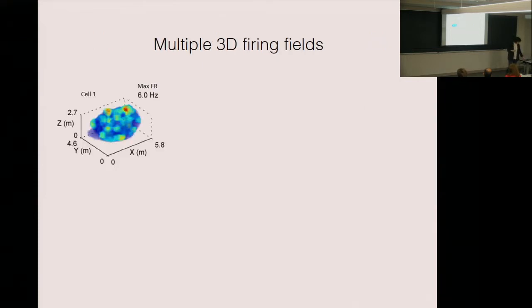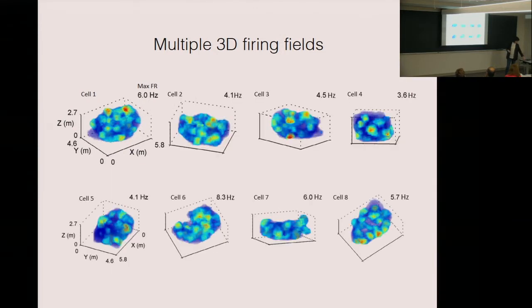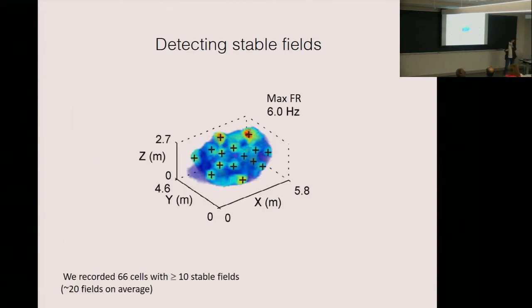So let me show you the data. This is one of the cells. What you see here is the firing rate map of a single cell in the 5 by 6 meter room that we saw. And here are 8 different examples. You can see that all of them have these multiple, roughly spherical maybe, 3D firing fields. So what we do is detect the cells with 10 or more stable fields. And then we ask, okay, how are these fields arranged?